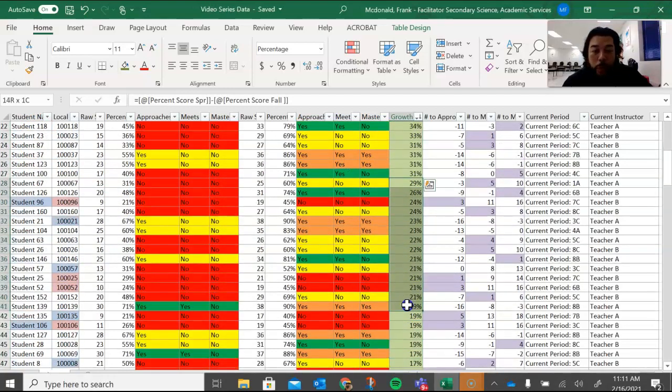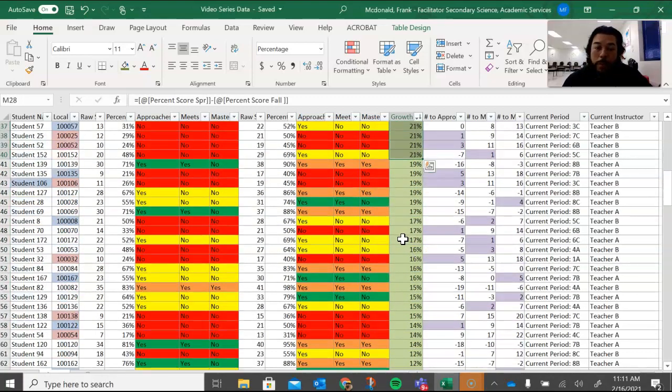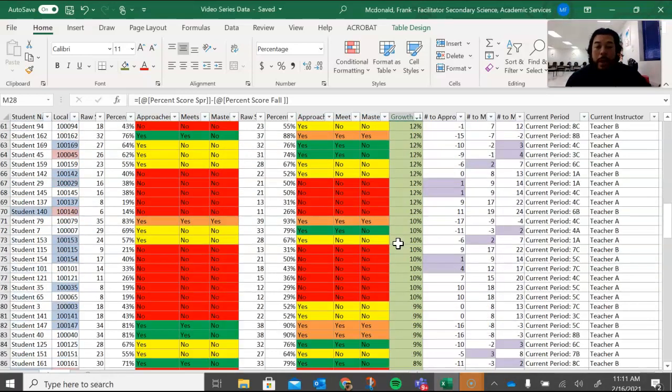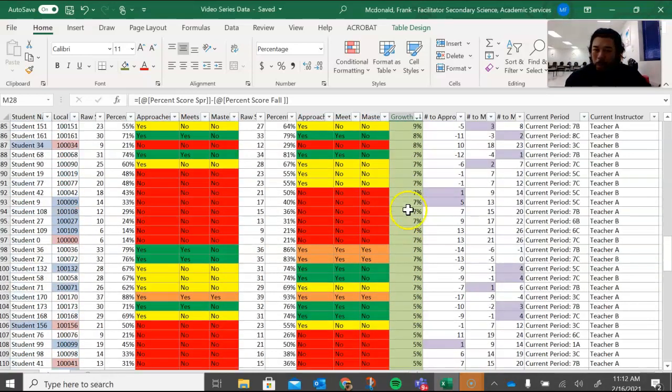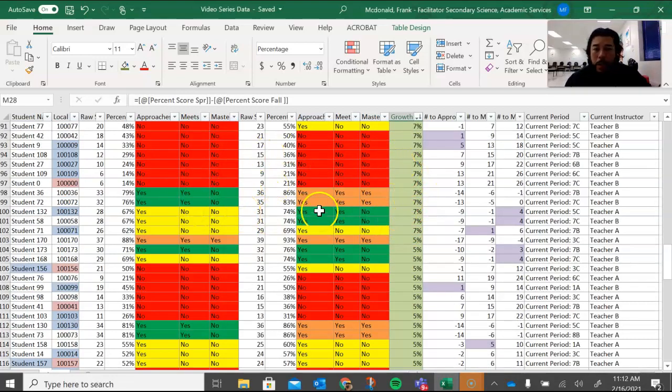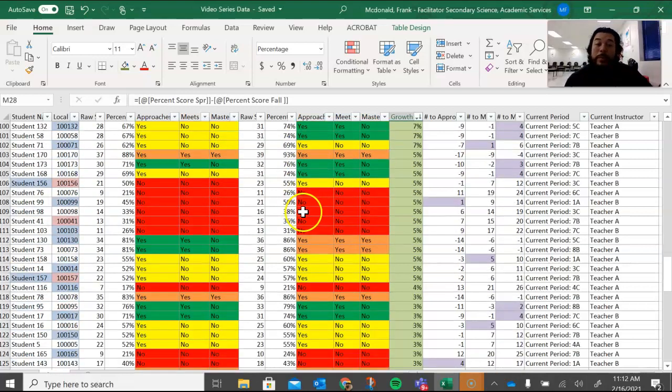Again, here we have kids over 20 percentage points of growth. These are great things, and we want to make sure that both the student and the teacher are aware of this. As we start to see smaller and smaller growth, we can start to ask those questions. Maybe in this situation here, 7 percentage points is not a whole lot, but they went from green to orange. These kids came in with prior knowledge, and they've taken it up a little bit more. These numbers can help these kids set goals for themselves. They've seen their growth and what they've done.